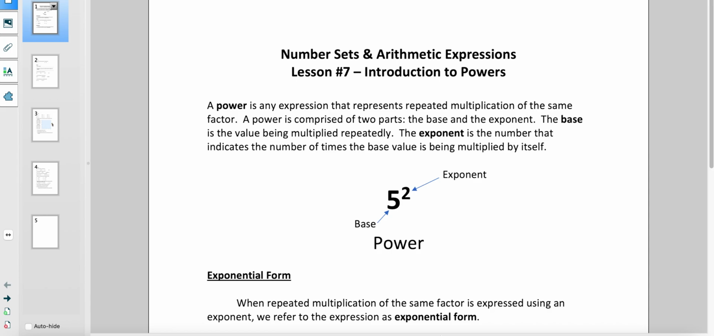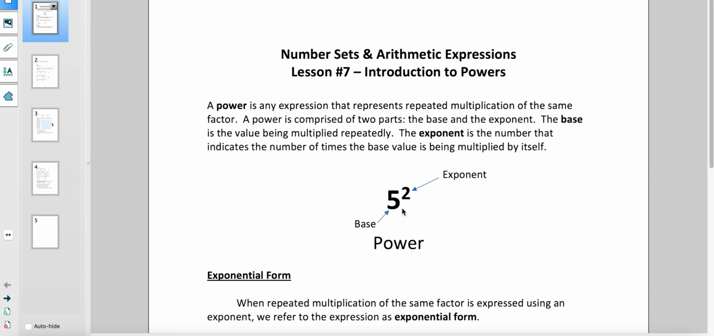All right, so we're moving on to lesson 7 in the number sets and arithmetic expression unit, and this is the introduction to powers. A power is any expression that represents repeated multiplication of the same factor. A power is comprised of two parts, the base and the exponent. The base is the value being multiplied repeatedly, and the exponent is the number that indicates the number of times the base value is being multiplied by itself.